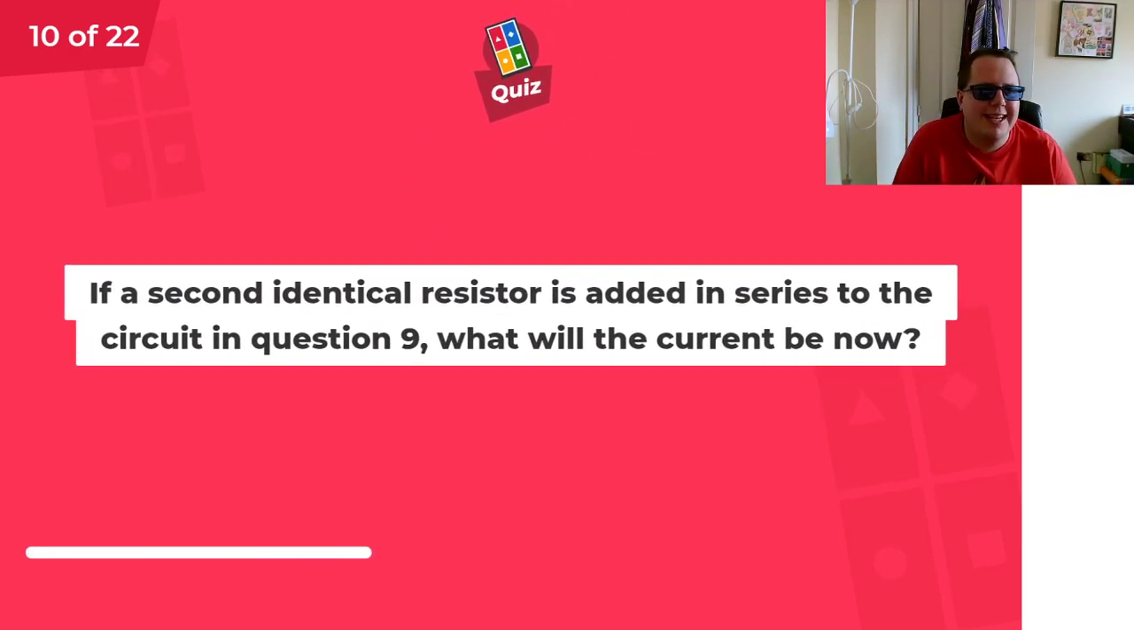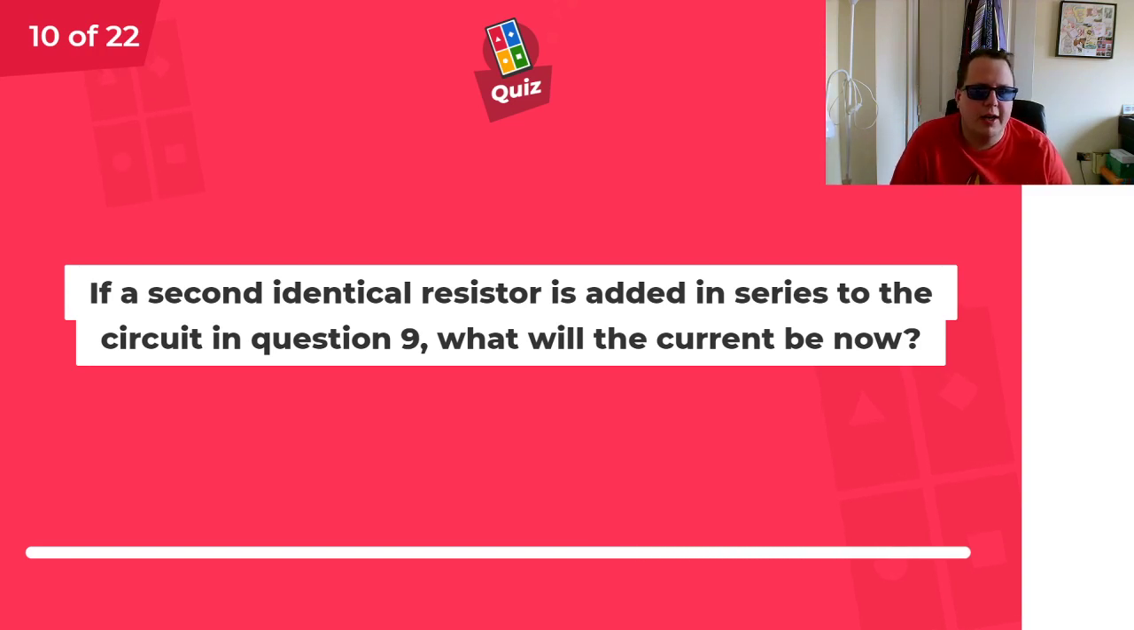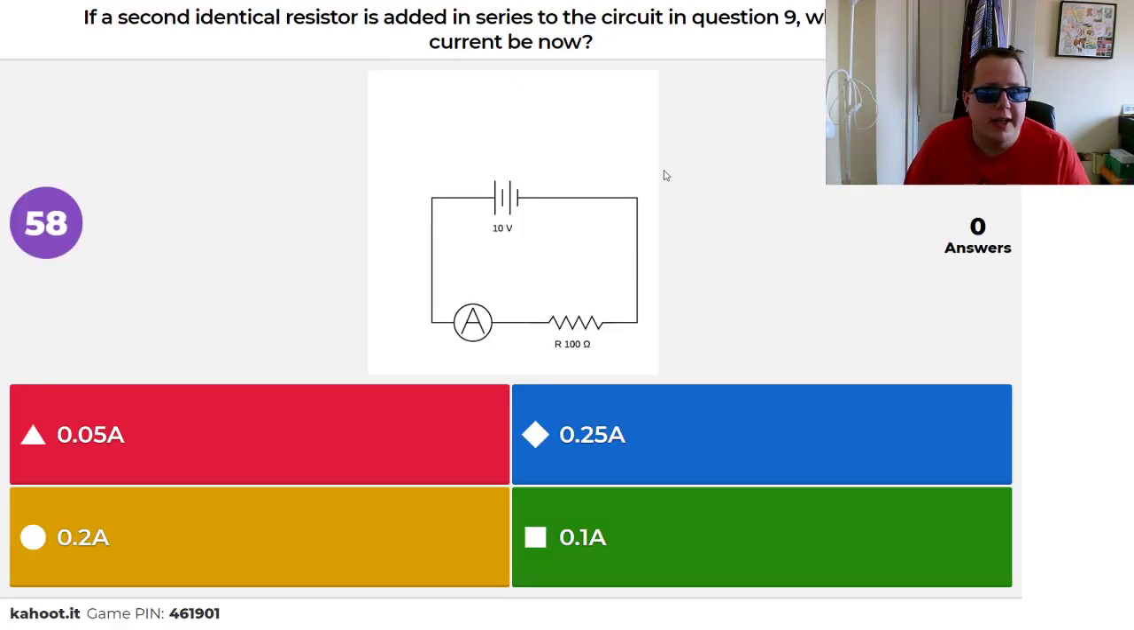In the next question, a second identical resistor is added in series to this circuit. What will the current be now? So I add a second resistor. What will the current be now?